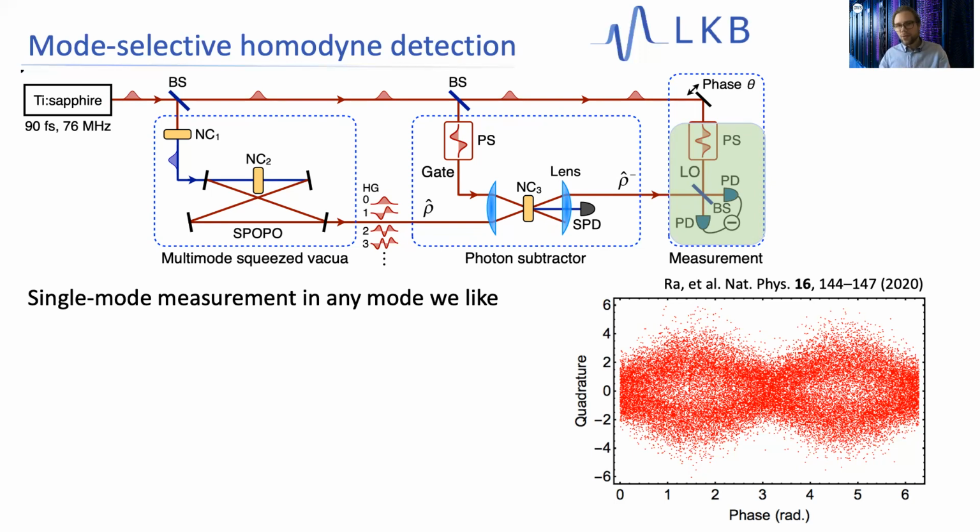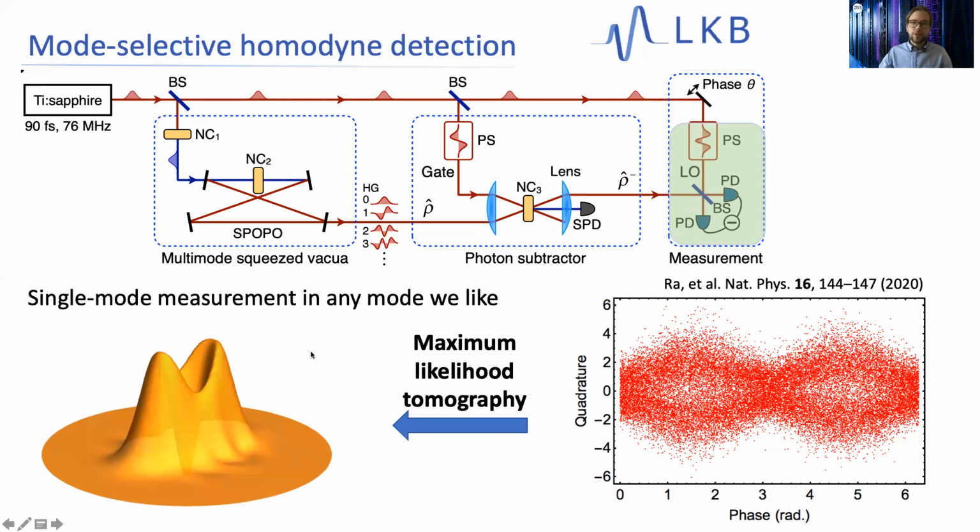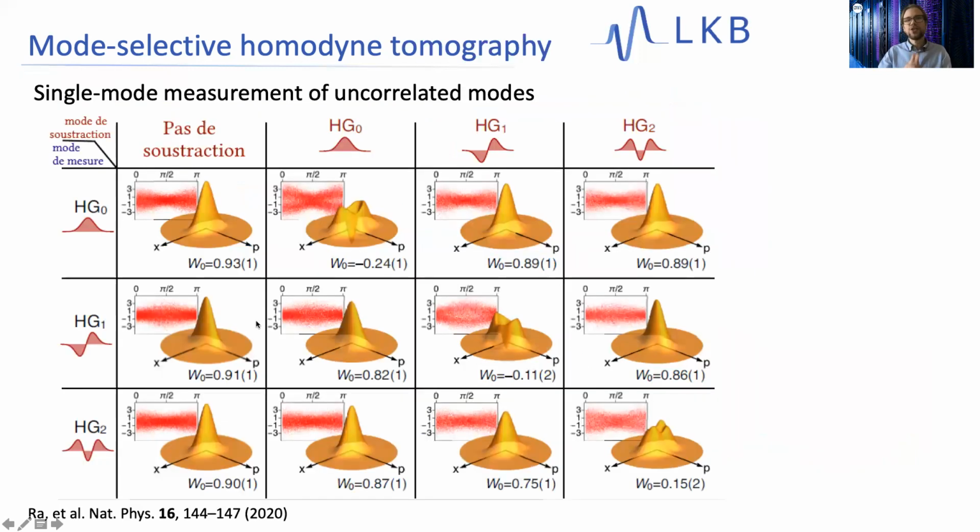And then we can use these data from the homodyne detector to take an off-the-shelf maximum likelihood algorithm to reconstruct the Wigner function. So this is the Wigner function that we get here. And it has some Wigner negativity. So here I show you that, of course, if we don't have any correlations between the modes, these HG0, 1, and 2 modes are actually uncorrelated modes.